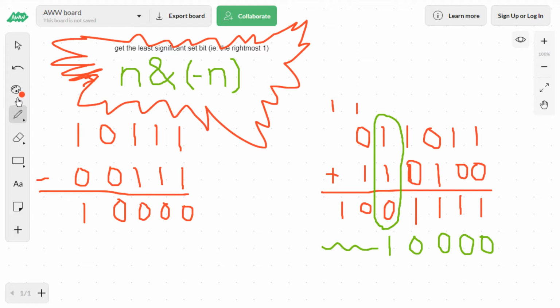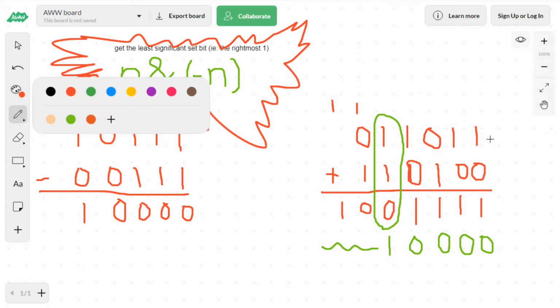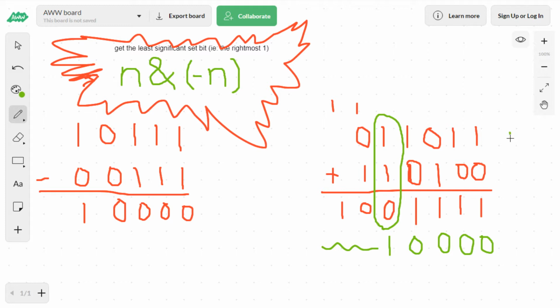So let's take stock of what we have over here. This is n. This is m. This is n plus m. And then what we would have over here is the opposite of it, so it would be not n plus m. And then we want to do this to it. Okay, we can do that.